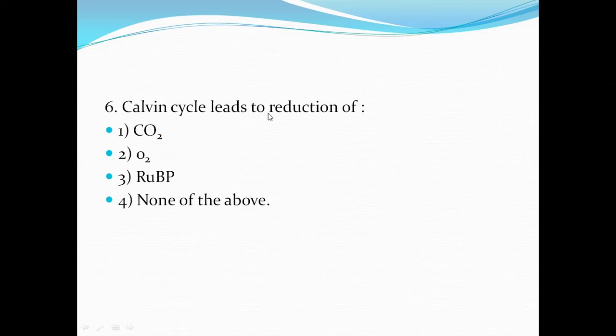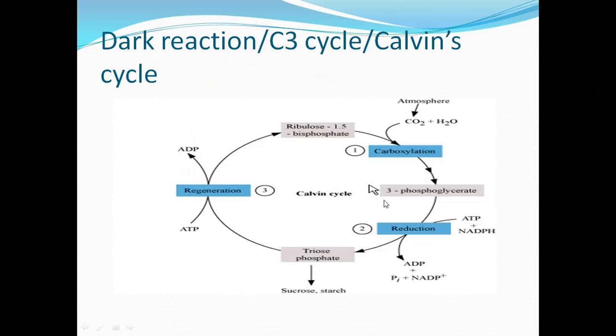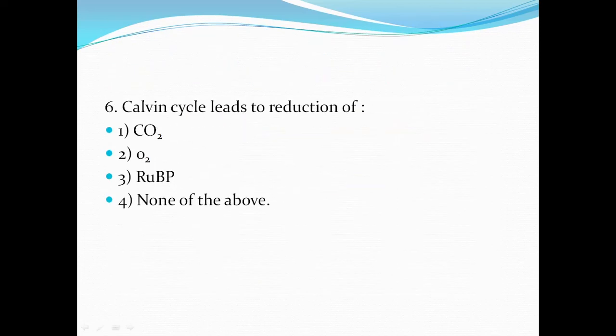Calvin cycle leads to the production of carbon dioxide, oxygen, ribulose bisphosphate, and none of the above. Now, the answer is none of the above. In the Calvin cycle, reduction of 3-PGA, that is 3-phosphoglyceric acid, occurs. So you can see, 3-phosphoglycerate is reduced to triose phosphate. So the answer is none of the above. 3-PGA is the answer here.